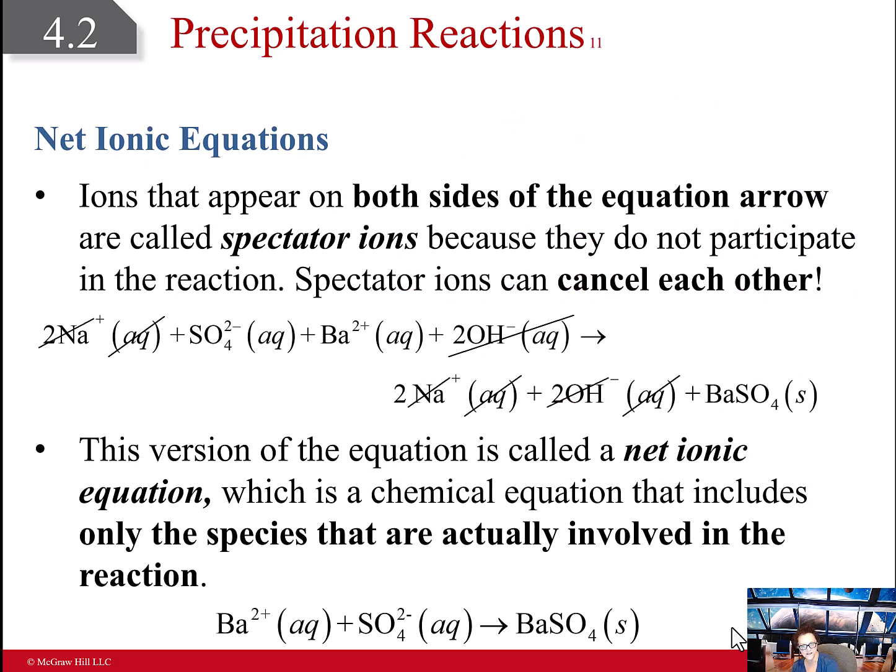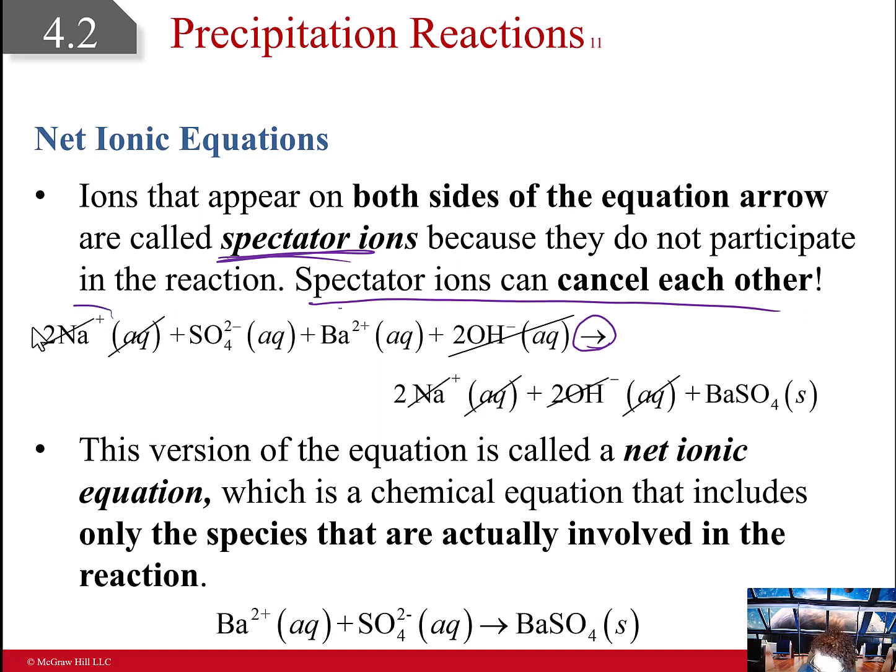So once we've written the ionic, we go through and we look. This arrow works exactly like an equal sign. So if I have something on both sides of an equal sign, they cancel mathematically. The same is true for what we call spectator ions. They're spectator ions because they're at a basketball game, they're watching what's going on, but they are not participating in the reaction. And so those spectator ions are those that occur on both sides of the arrow and cancel each other out. So what do I mean?